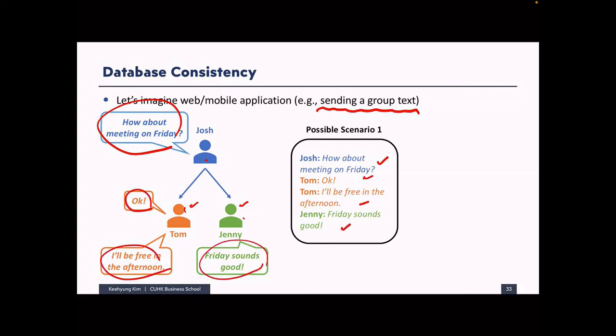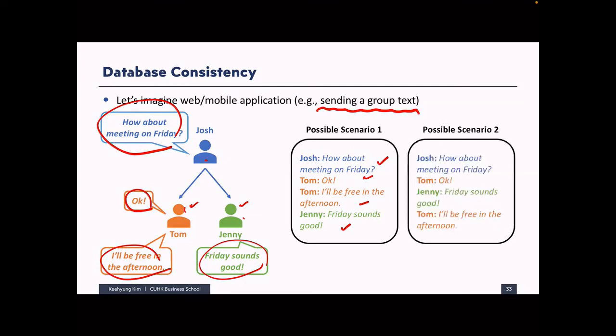However, because it's NoSQL, it's possible they might not be consistent. So his transaction happened first, and while Tom's transaction is processing, it's possible Jenny's transaction might be processed at the same time. So her message shows first before Tom's message.